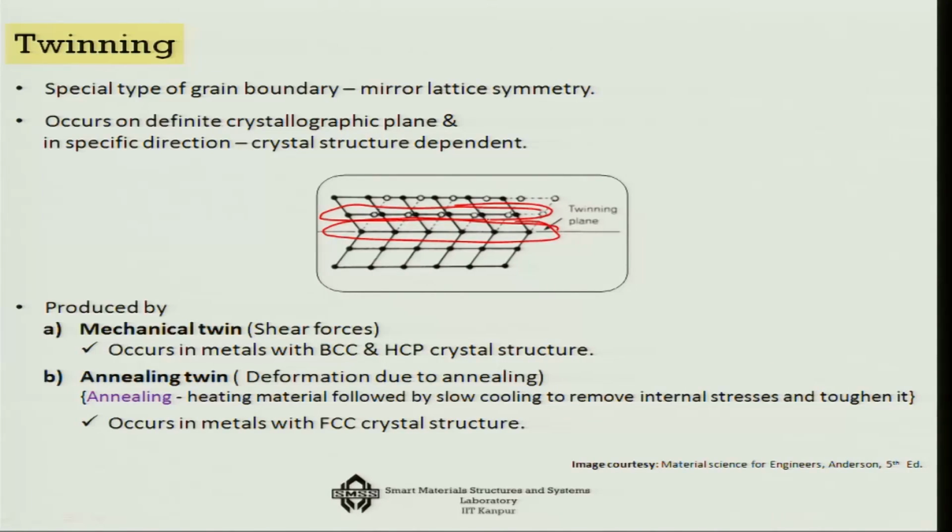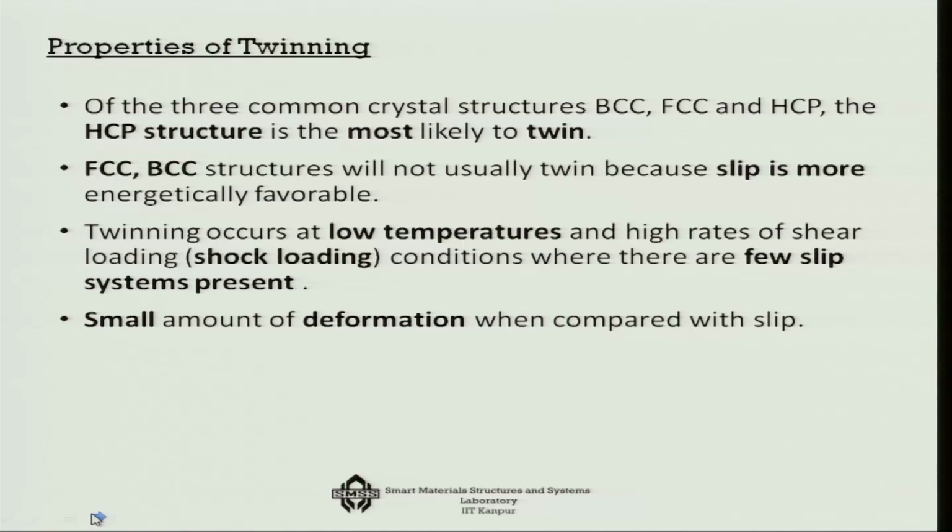Now, this can be in the form of mechanical twins, which occur generally in BCC and HCP crystal structures, or you will see the annealing twin, in which the deformation is due to the annealing itself. Annealing is heating the material followed by slow cooling to remove internal stresses and toughen it, and this occurs mostly with FCC crystal structure. So, that is about twinning.